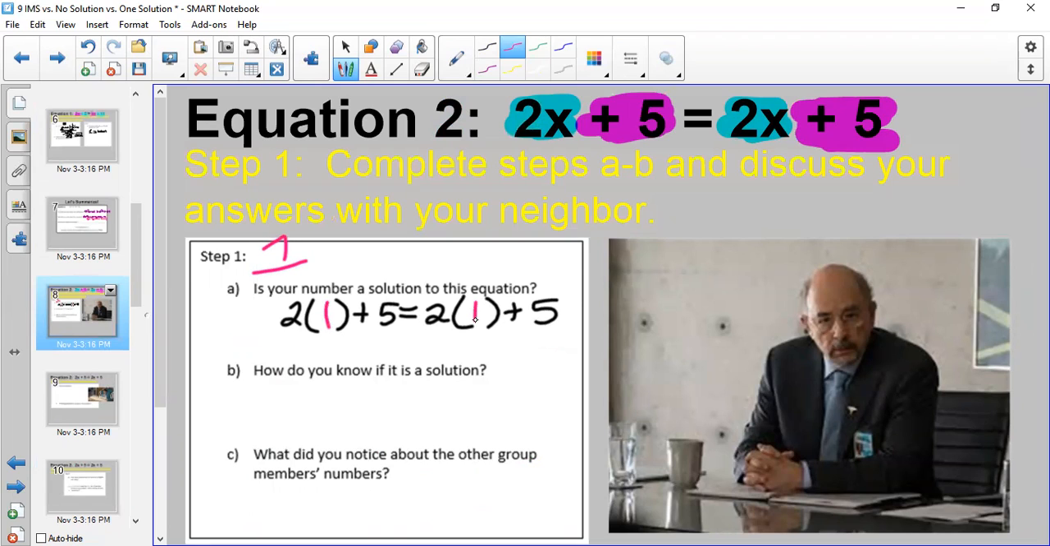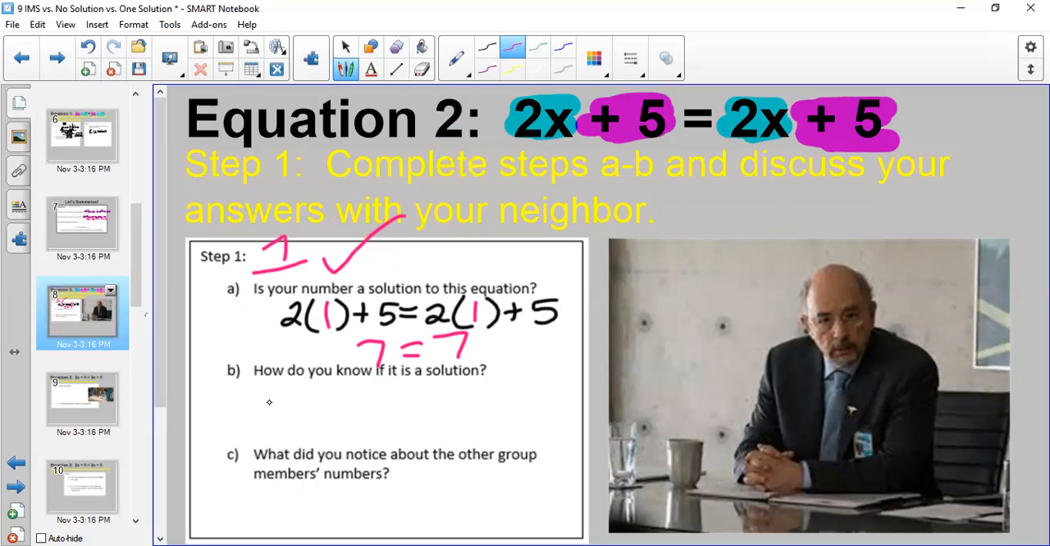So 2 times 1 plus 5, that would be 7. And on this side, 2 times 1 plus 5 is 7. We had a true answer in this one. So ours was a winning solution. We would have won a sticker if you guys were in class with us. And the strange thing that happened is that everybody had a winning number on this problem, not just the one person. There wasn't one winner. In other words, no matter what number I plugged in, we were going to get a true statement. If I plugged in 3 on both sides, it would have worked. If I would have plugged in 10, it would have worked.